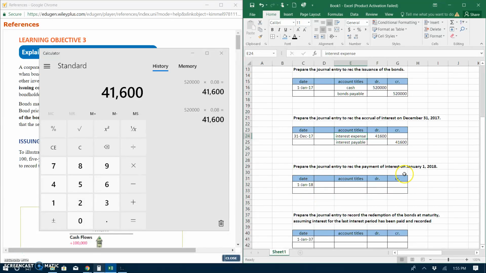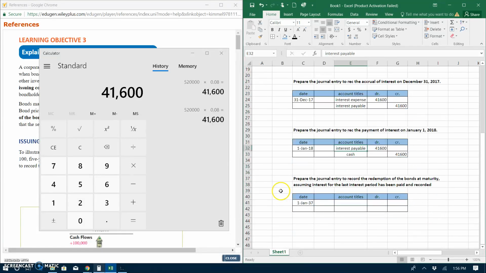Then we come down. Now it wants us to record the payment of the interest. So this one, we're going to pull from our interest payable for the same amount, 41,600. And then in order to debit the interest payable, we need to balance it out on the other side, and we're going to pay it with cash. Okay, of 41,600 again. So pretty simple. This is recording the interest, and this is the actual payment of the interest.